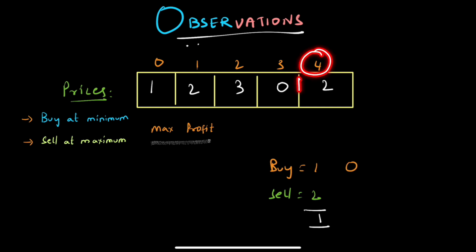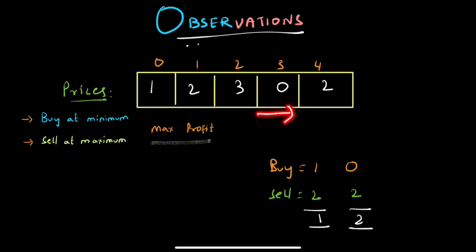And on day 4, the stock price is 2. That is, we bought at 0 and immediately on the next day, the stock price hiked up to 2. So we'll try to sell this stock. The profit that we generated is 2. Okay.